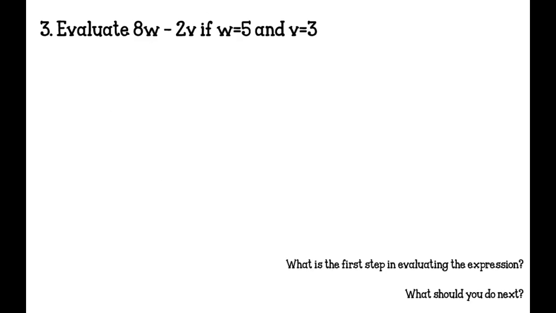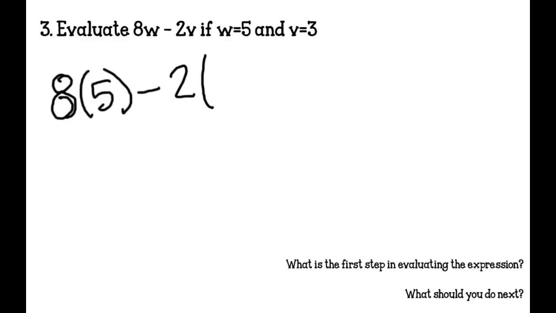Number 3, I'm going to evaluate 8w minus 2v if w is 5 and v is 3. So I have 8. W would be 5, so I plug it in. When I plug it in, I put it in parentheses. If I don't put it in parentheses, I might think it's 85, which it is not 85. It is 8 times 5. So if I put it in parentheses, it's more clear to me that that's what I'm doing there. Minus 2, again, putting 3 inside of parentheses because 3 equals v.